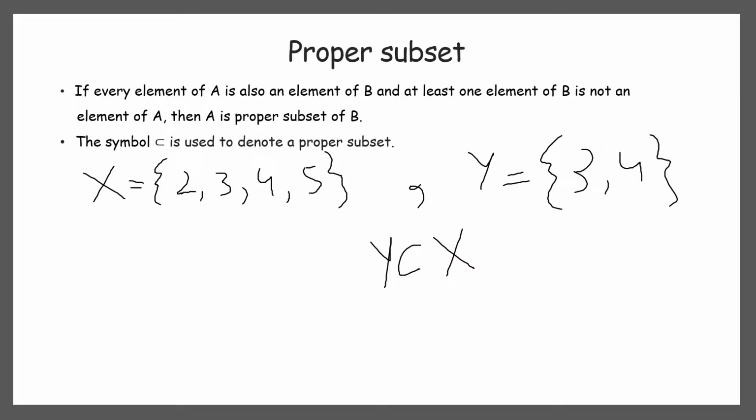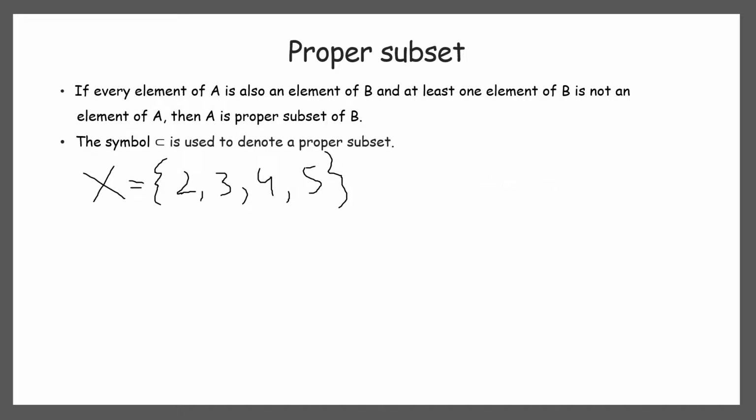For subset we use this symbol. We put a line under this, and for proper subset we just use this. Okay, now let's consider one more example.